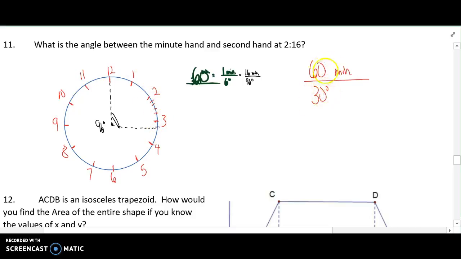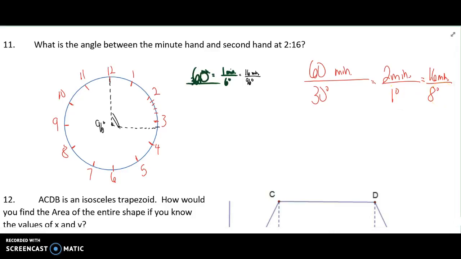Now if we simplify this, multiplying numerator and denominator both by 30, we would get that 2 minutes is equal to 1 degree for the hour hand. We want to see how far the hour hand moves in 16 minutes. So if we multiply the numerator by 8, that would turn the numerator into 16 minutes. Multiply the denominator by 8, and that's 8 degrees.